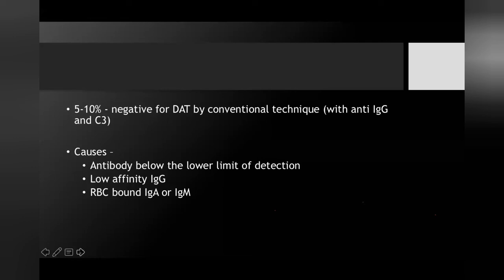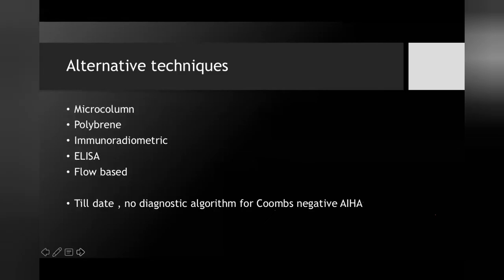Your conventional Coombs reagent only has anti-IgG and anti-C3, and that is why you are not able to get a positive DAT. So there are alternative techniques which have been developed to improve this, such as the microcolumn technique, the polybrene technique, immunoradiometric assays, and so on. However, till date there is no diagnostic algorithm for Coombs negative autoimmune hemolytic anemias. Next, please.